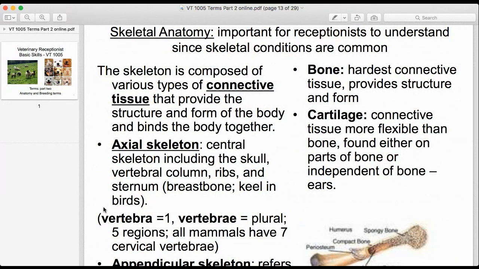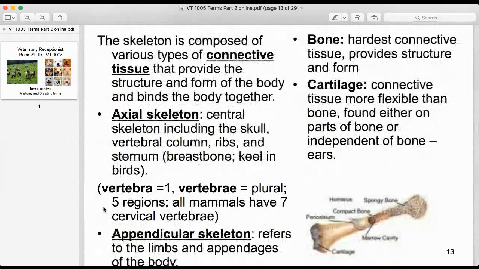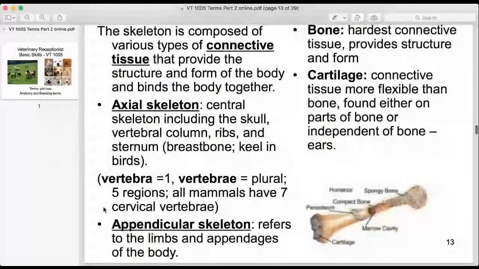So the skeletal system is composed of various types of connective tissue. And we have two main areas. You can read the definitions here, but the axial skeleton, which comes down sort of the middle part of the animal or a human, so it's the central skeleton. You do need to know what is involved in both the axial skeleton and the next one listed on this page, the appendicular. So in the axial, you have your skull, your vertebral column, the ribs, and the sternum.